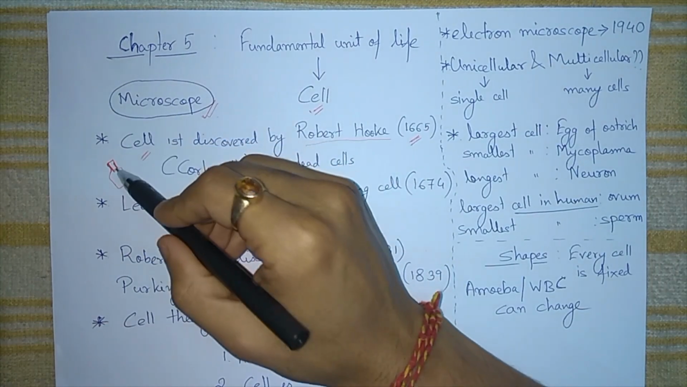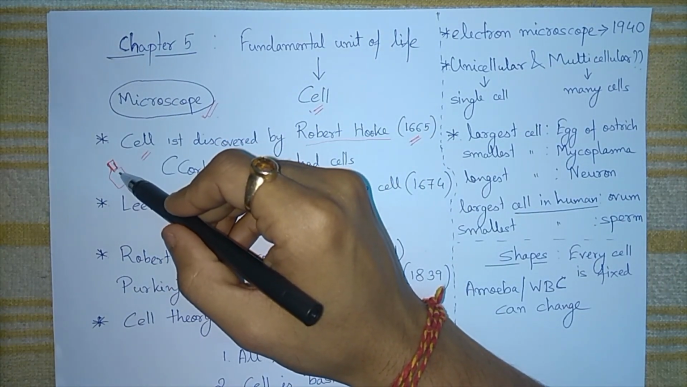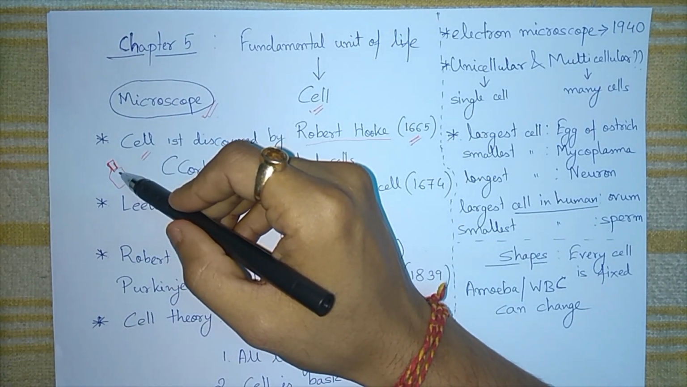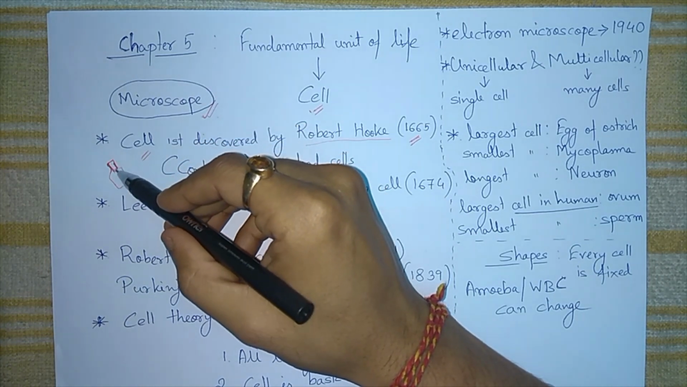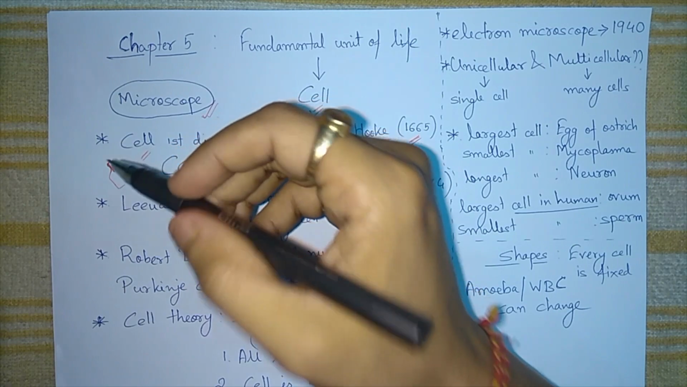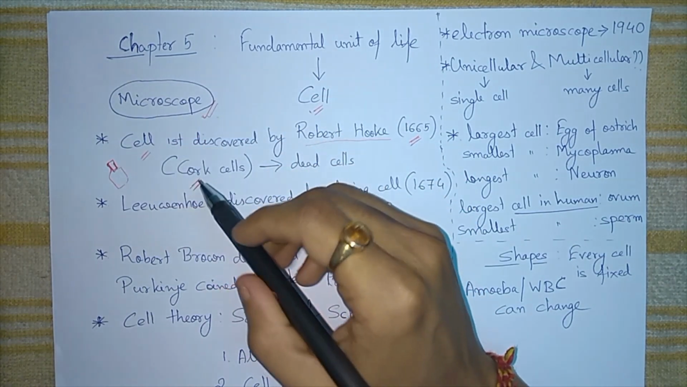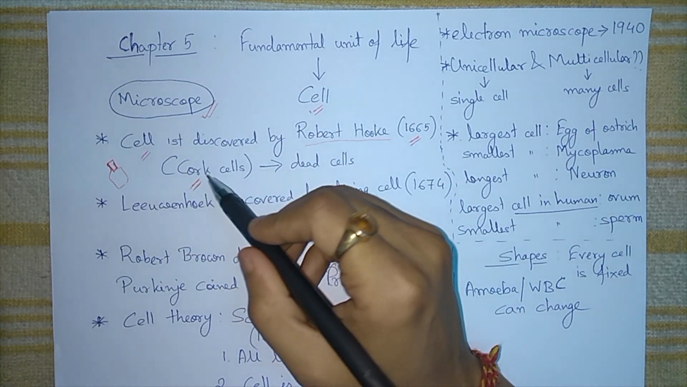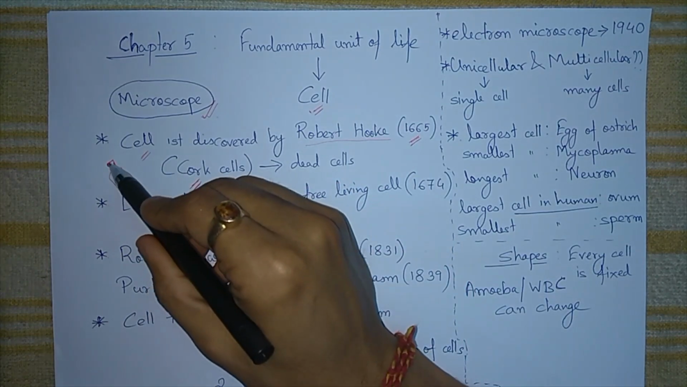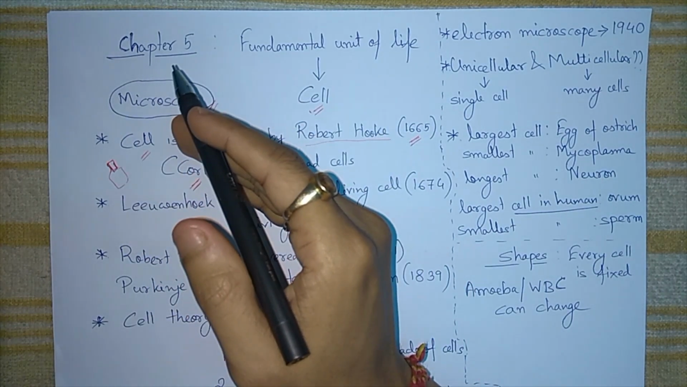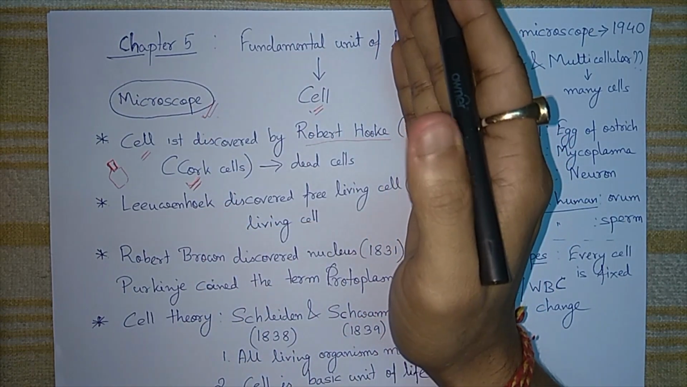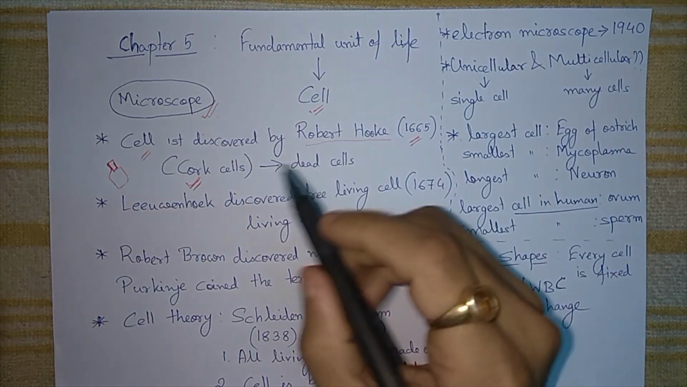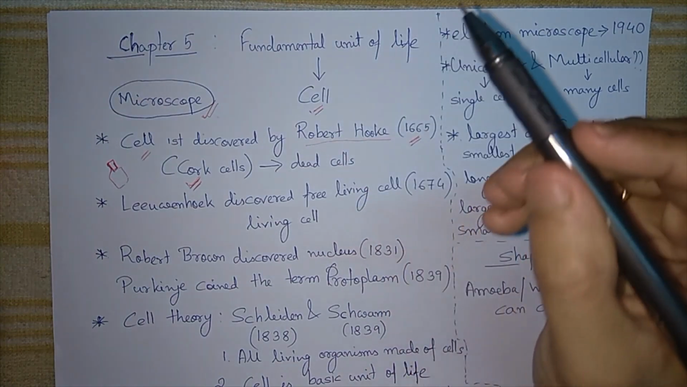So this kind of substance you may get in wine bottles also, and in medicinal containers also. This substance is known as cork. Cork is nothing but a plant derivative. So we can say that cork cells are plant cells. Remember, Robert Hooke discovered cork cells, which are basically plant cells.